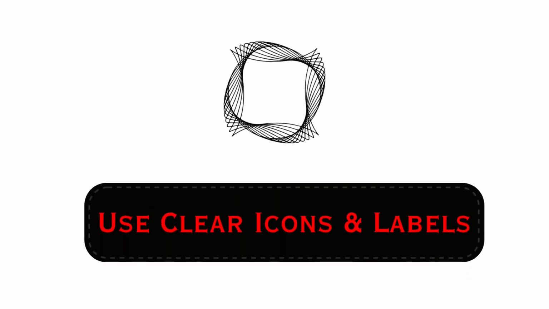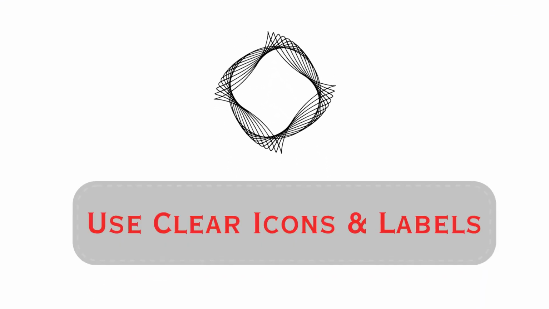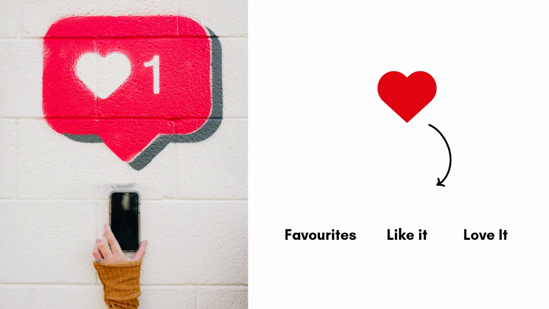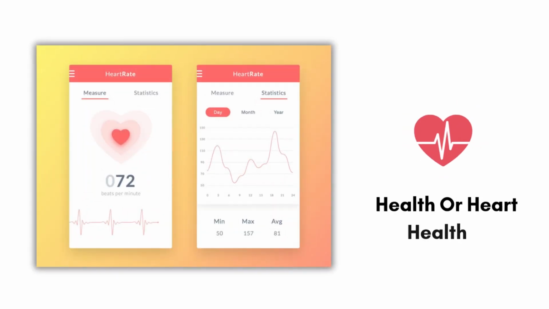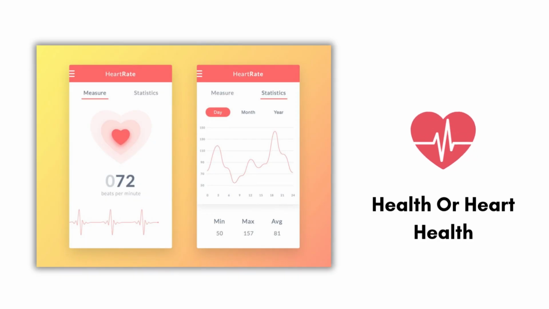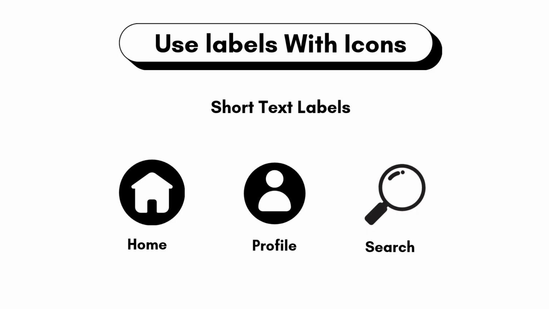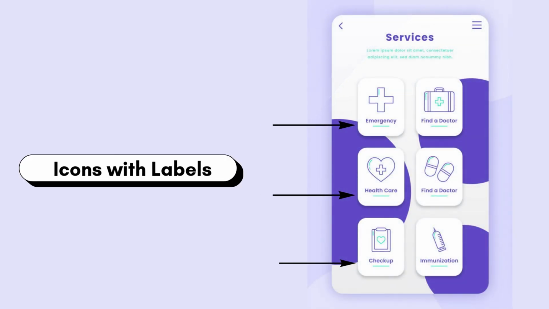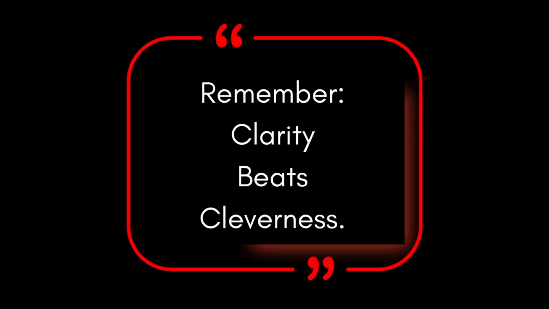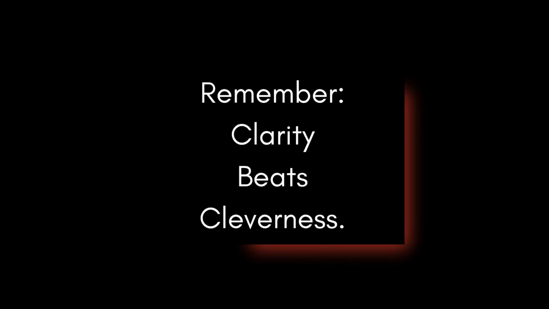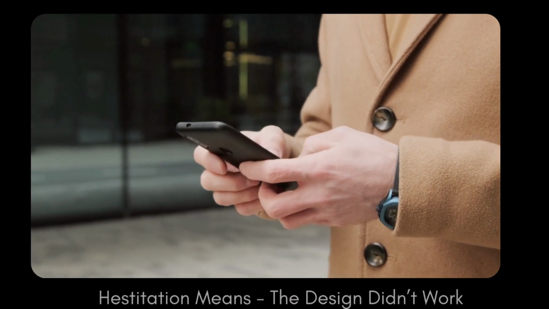The second rule is use clear icons plus labels. Icons can be tricky. A heart usually means like or favorites. But what if someone thinks it's for health? To remove guesswork, you should pair icons with short text labels like home, search, or profile. Keep labels to a single word if possible. Remember, clarity beats cleverness. If users hesitate even for a second, your design has failed.